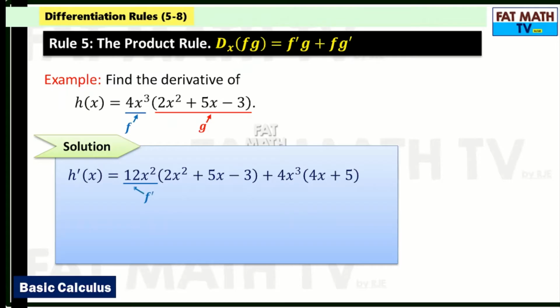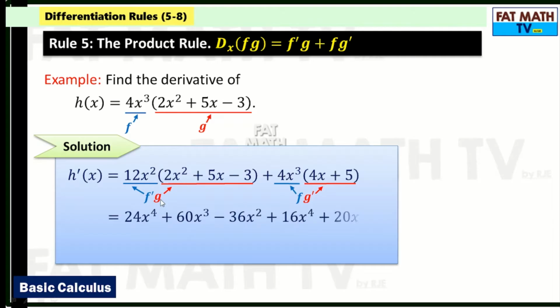That is 12x squared times g. So just copy this g plus copy f for x cubed times the derivative of g. So the derivative of this is 2 times 2x, that's 4x. And for 5x, that's 5. And for negative 3, that is 0. So we have this. And then we will distribute, expand, and simplify.